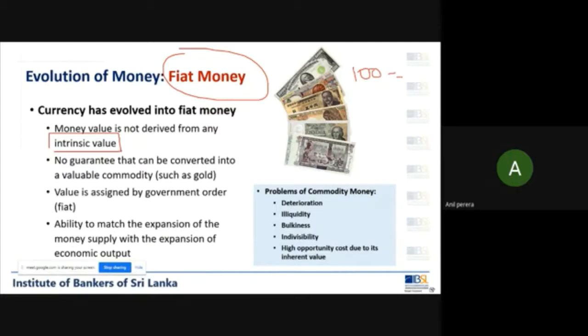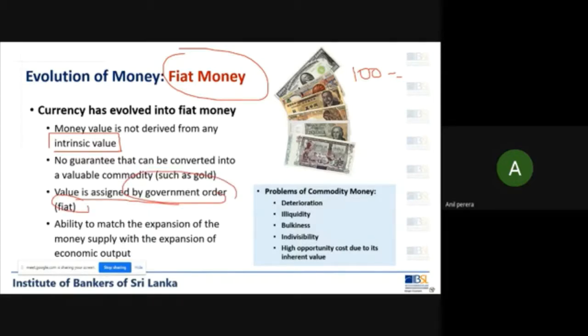Okay. So as a result, there's no guarantee that you can convert it into a valuable commodity. Can you convert this 100 rupee into gold, a piece of gold? No. So it is purely by government order. The value is assigned by government order, fiat.